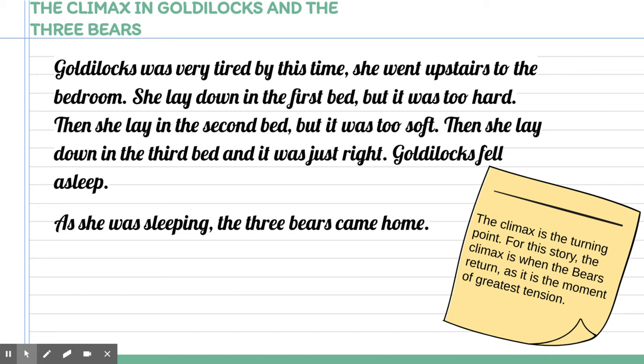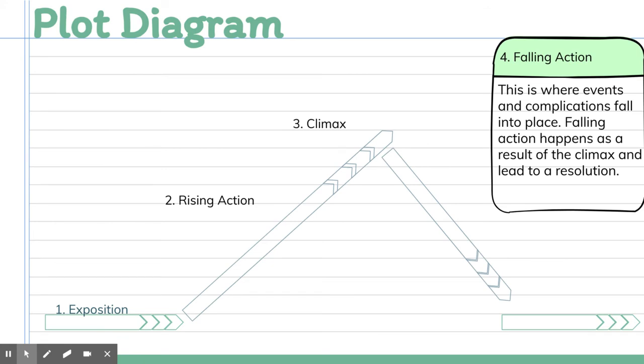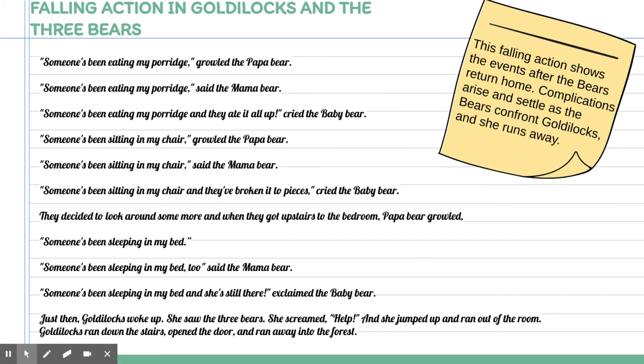It's to eat their porridge, but they'll realize that the porridge has been tampered with, some of their stuff's been used, and now there's this random little girl sleeping in their bed. So this is where the climax happens, and this sets in motion the falling action. This is where events and complications fall into place. The falling action happens as a result of the climax and leads to the resolution. So the falling action is basically all the events that we see as a result of the character's actions. So here's an example from Goldilocks.